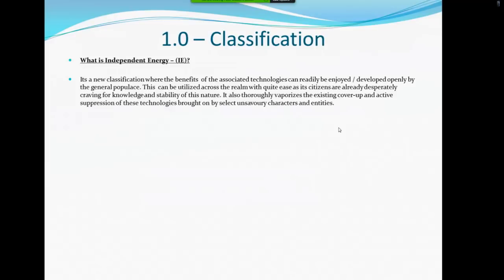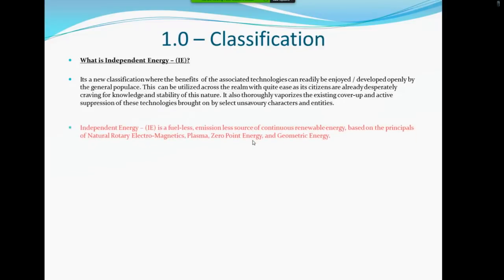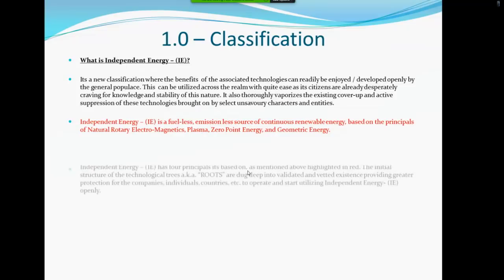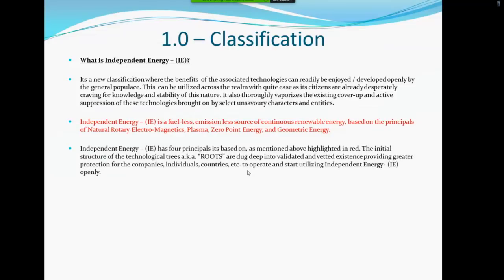It also thoroughly vaporizes the existing cover-up and active suppression of these technologies brought on by select unsavory characters and entities. Independent energy, this is the actual definition that a little later down will be in the definition, is a fuelless, emissionless source of continuous renewable energy based on the principles of natural radioelectromagnetics, plasma, zero-point energy, and geometric energy. Independent energy has 4 principles. It's based on natural electromagnetics, 1, 2, 3, 4. That's pretty much how I labeled it for the principles.